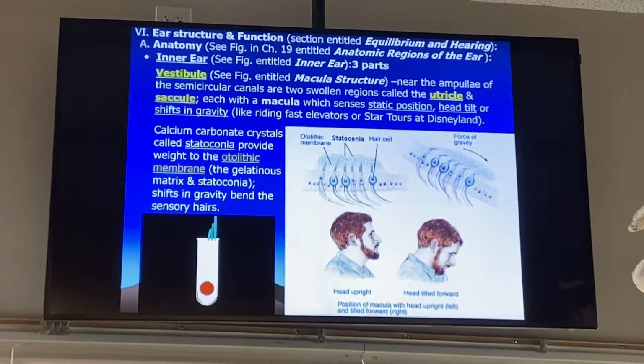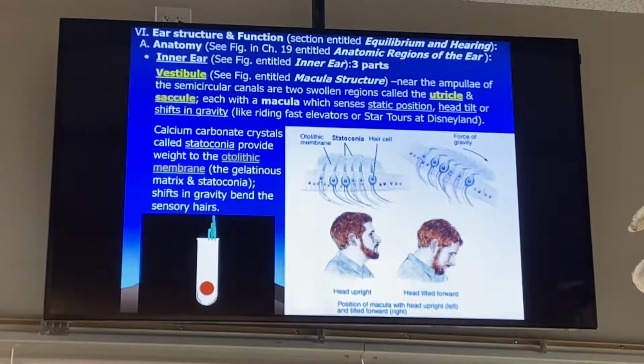On the vestibule, like in this picture, all you gotta do because of gravity is tilt your head. And so we call that static equilibrium, even though that's some kind of a misnomer. But all you gotta do is tilt your head, and because these little rocks, statoconia or otoliths, have weight to it, it causes this whole jelly-like membrane to sloop down because of gravity. Everybody got it?